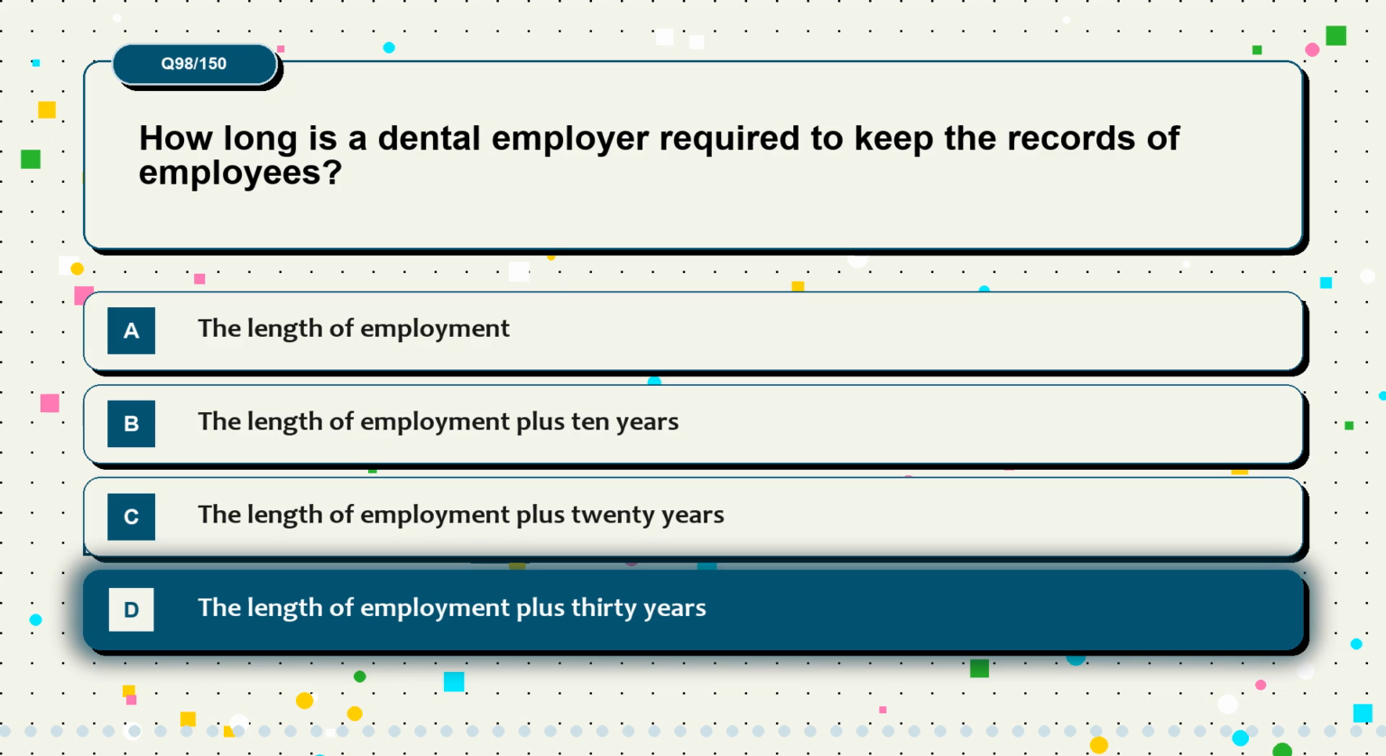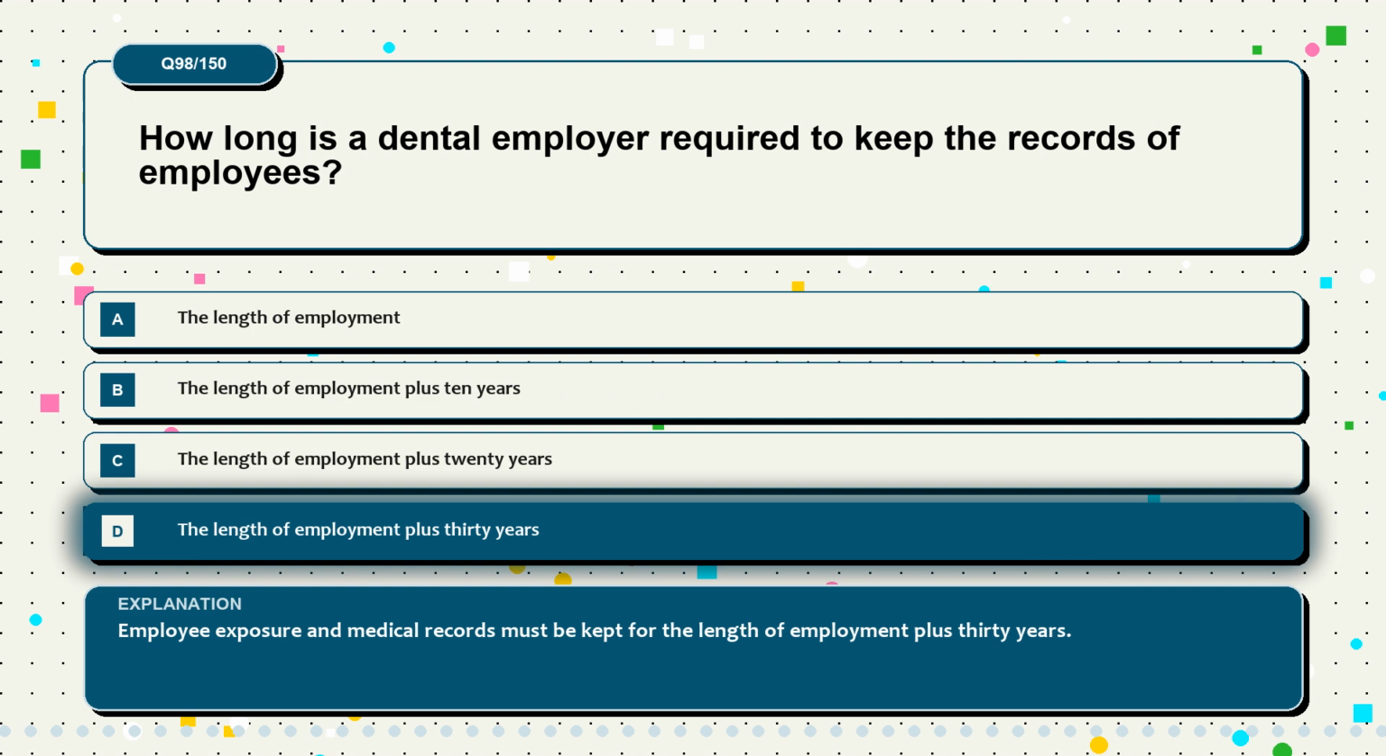The correct answer is option D. The length of employment plus 30 years. Employee exposure and medical records must be kept for the length of employment plus 30 years.